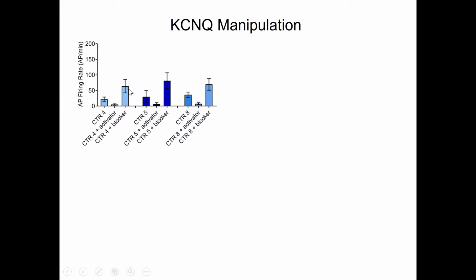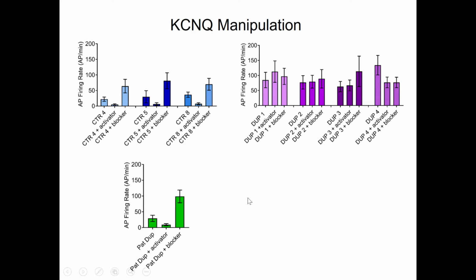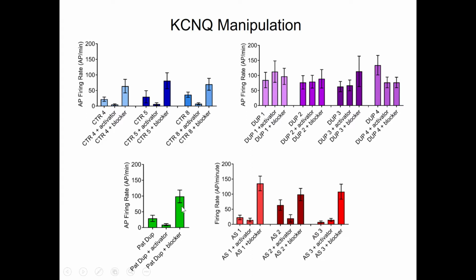So here is just group data of activating controls. You press on the brake, it goes down. If you block the brake here, it goes way up and looks much like the dupes at baseline. And you can see the dupes, when you press on the brake or block the brake, don't really change. The paternal duplication looks like controls, down, up. And Angelman actually has, I showed you his last data, which is very different, an exaggerated response to these blockers. So they actually go up even more than the controls do.